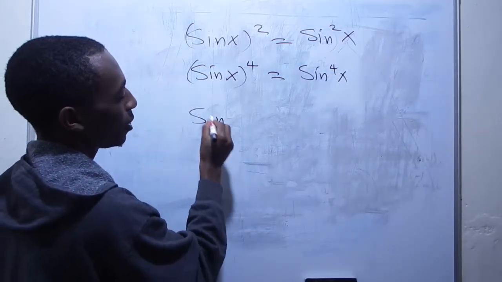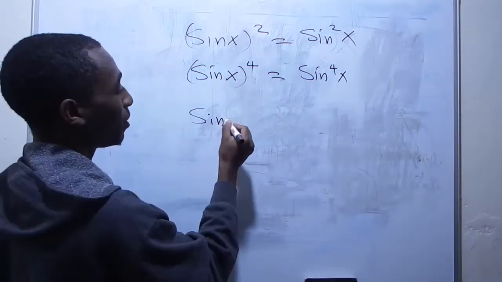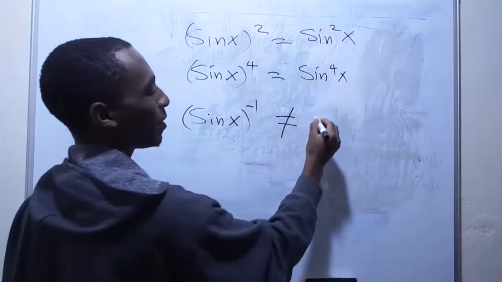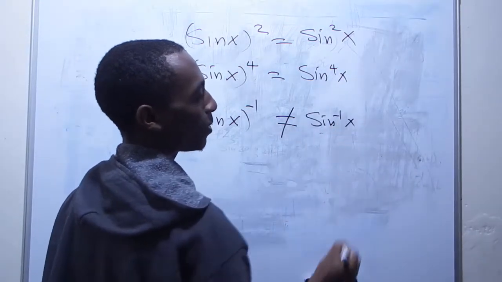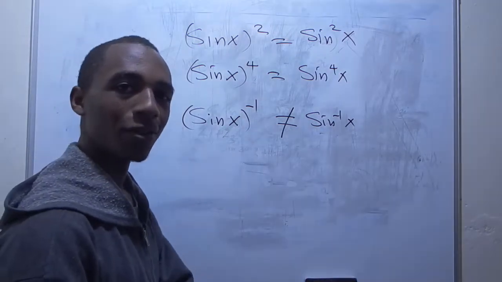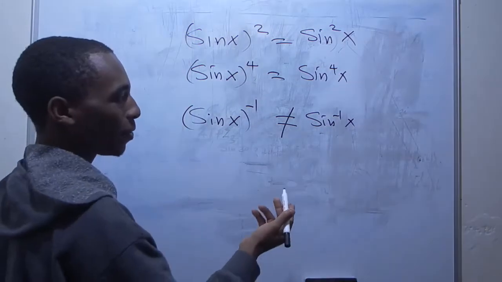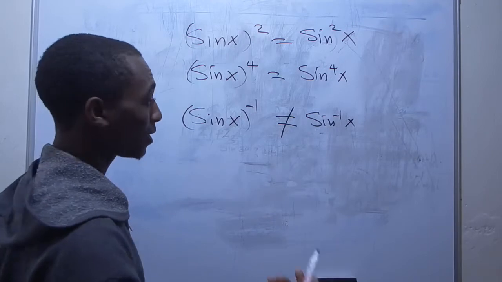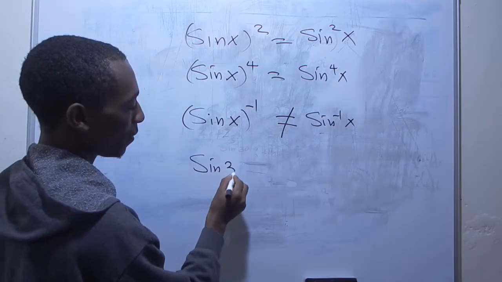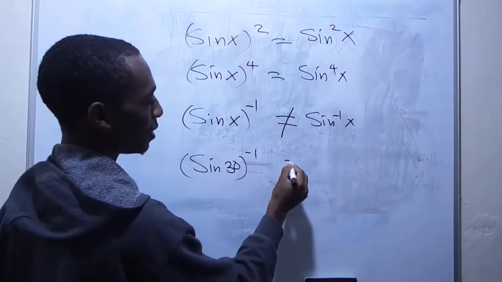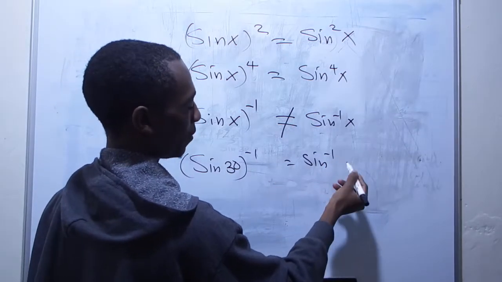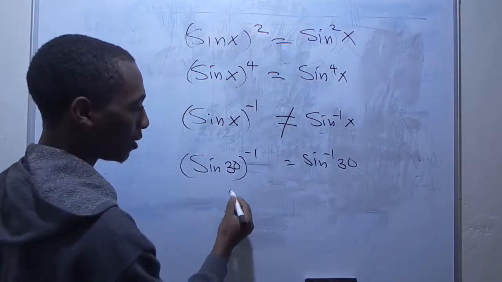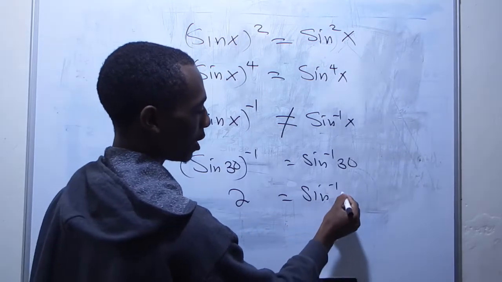If I have sine, or any other trigonometric function for that matter, let's say sine of x to the power -1, this is not going to be the same as sine to the power -1 of x. If you don't believe me, you can actually try this out with some numbers. So let's suppose you think that this is the same as this. It turns out that if you have, say, sine of 30 to the power -1, it's the same as sine arc of 30. And of course, this is going to be 0.5 to the power -1, which is actually 2, equals sine arc of 30.